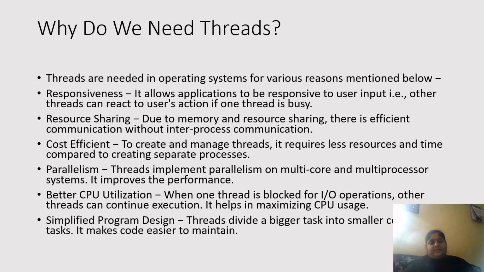Next reason is better CPU utilization. When one thread is blocked for an IO operation, other threads can continue execution. It helps in maximizing CPU usage. Next reason is simplified program design. Threads divide a bigger task into smaller tasks. It makes code easier to maintain. Okay, these are all the reasons why we need threads.